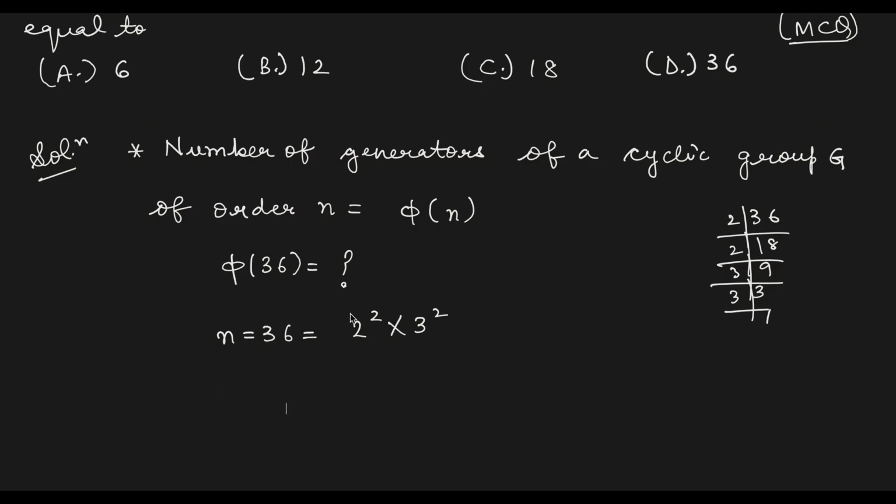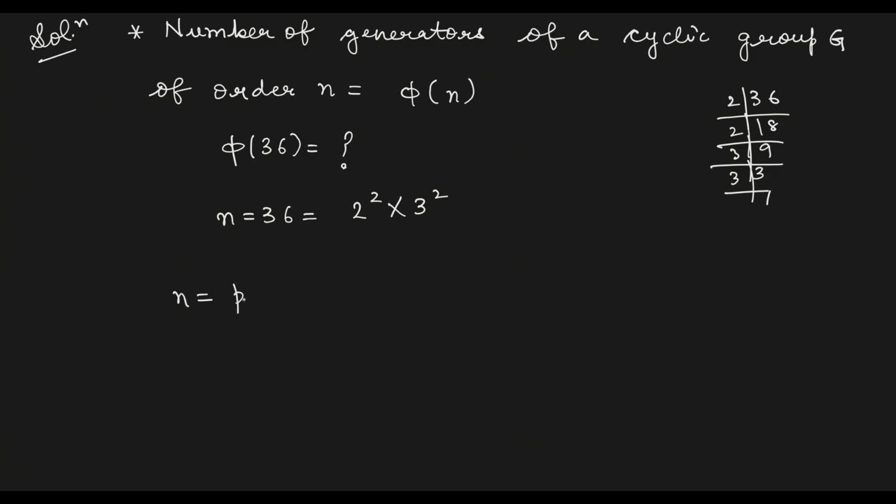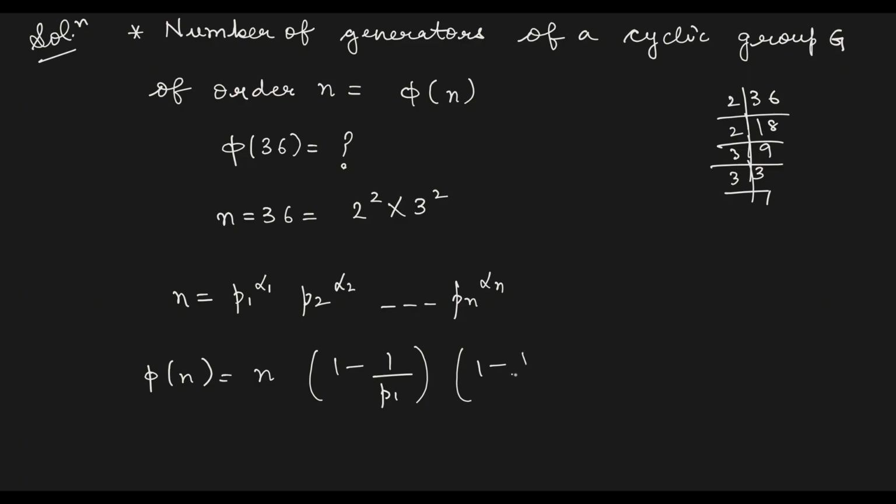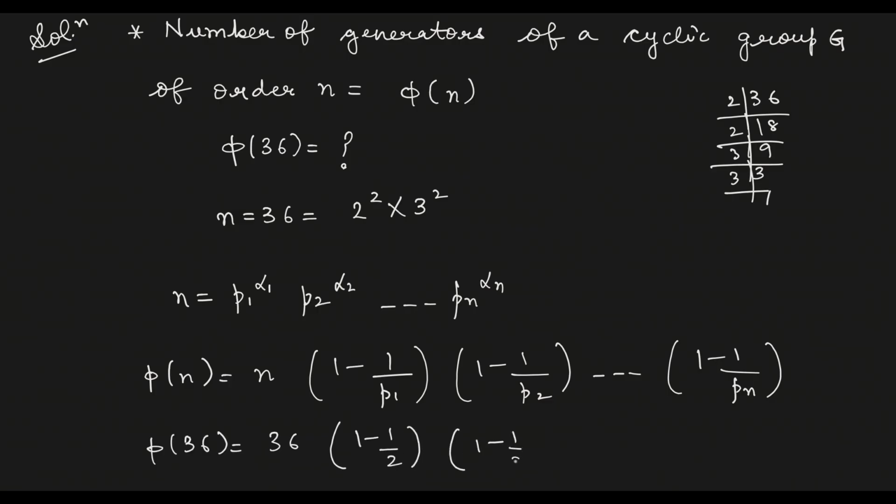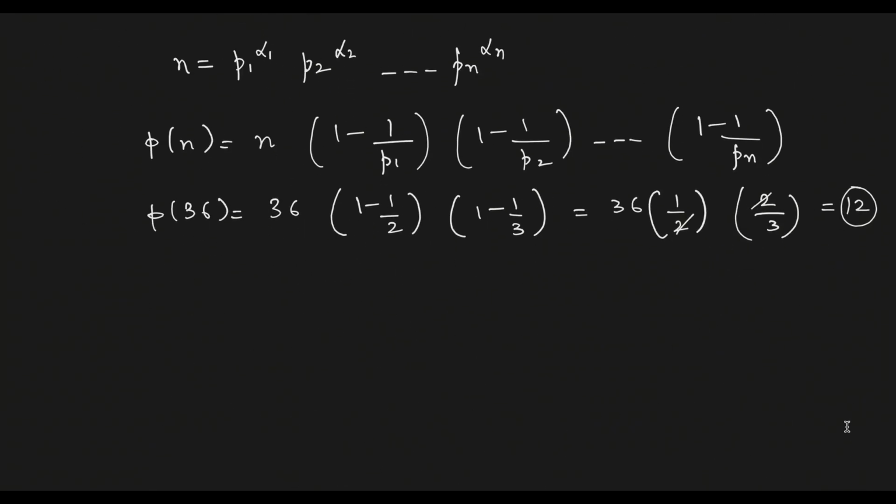Formula: if n is equal to p1 to the power alpha 1, p2 to the power alpha 2, and so on till pn to the power alpha n, then phi n is n into 1 minus 1 upon p1, 1 minus 1 upon p2, and so on till 1 minus 1 upon pn. Phi 36 is 36 into 1 minus 1 upon 2, 1 minus 1 upon 3, which is 2 by 3 times 18, giving 12. Yes, ma'am, 12 is coming. B part.